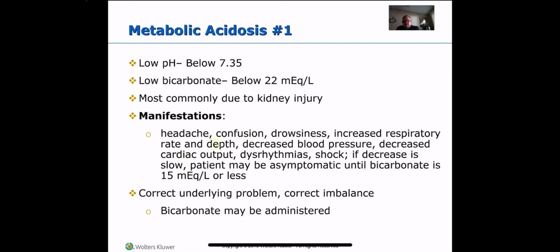Some common manifestations: headache, confusion, drowsiness, increased respiratory rate and depth, decreased blood pressure, dysrhythmia, shock. The dysrhythmia is because, as we talked about, if you're in acidosis, what's your body doing at the cellular level? They're kicking out more potassium. If the decrease is slow, the patient may be asymptomatic until bicarbonate is 50 milliequivalents or less. A lot of times, correcting the underlying problem will correct the imbalance, and that could be by giving bicarbonate, PO or IV.